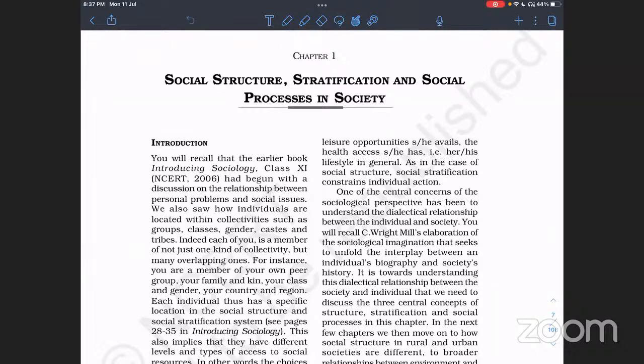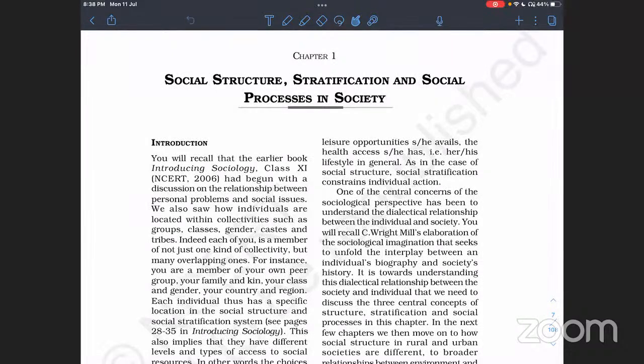Structural inequalities means, don't you think there are inequalities in India on the basis of the caste system? Yes, very much. Don't you think there are inequalities in India on the basis of gender? Very much. So gender-based inequalities or caste-based inequalities, all these are a form of structural inequalities. Means these are the inequalities in the Indian social structure.